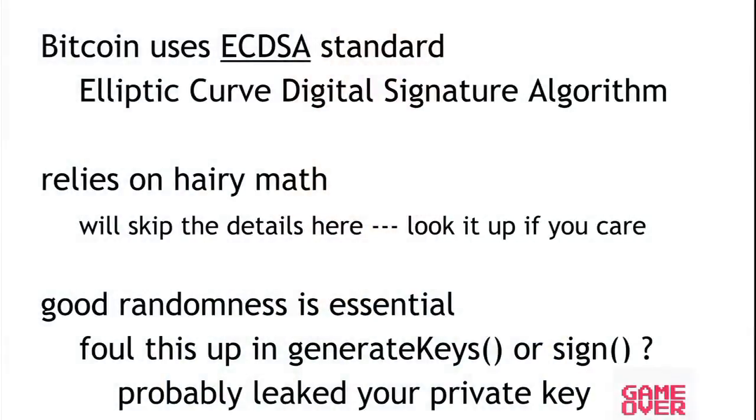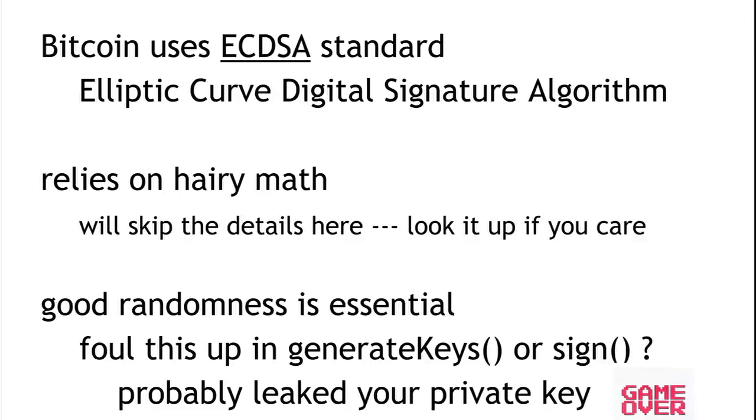Okay, now let's get into the nuts and bolts. Bitcoin uses a particular digital signature scheme that's called ECDSA. That's the elliptic curve digital signature algorithm, and it's a US government standard. And we won't go into all the details of how ECDSA works. It relies on some extremely hairy math, and trust me, you don't want to see all the details of how that works. You can look it up if you're interested.